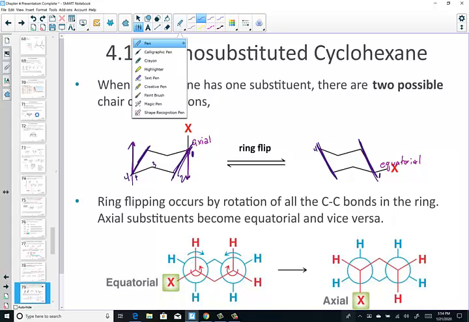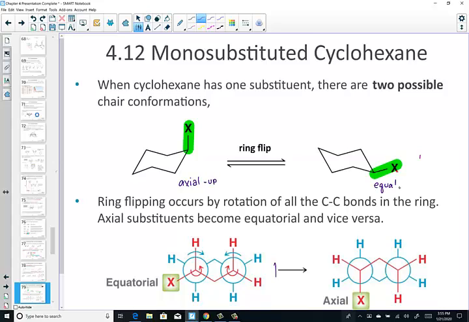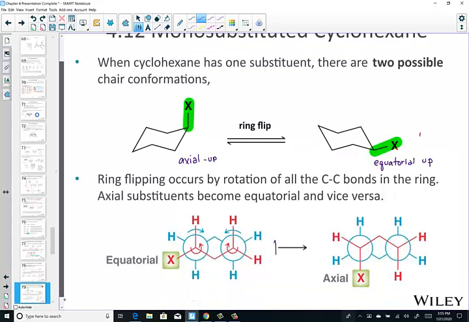Notice this critical junction here. I want to just clean this up and stress. Carbon 1 had an axial bond pointing up. This is still carbon 1. The bond is still pointing up, but it's now equatorial. Axial up. When I do a ring flip, it stays up, but the position has gone from axial to equatorial. That's what happens with a ring flip.